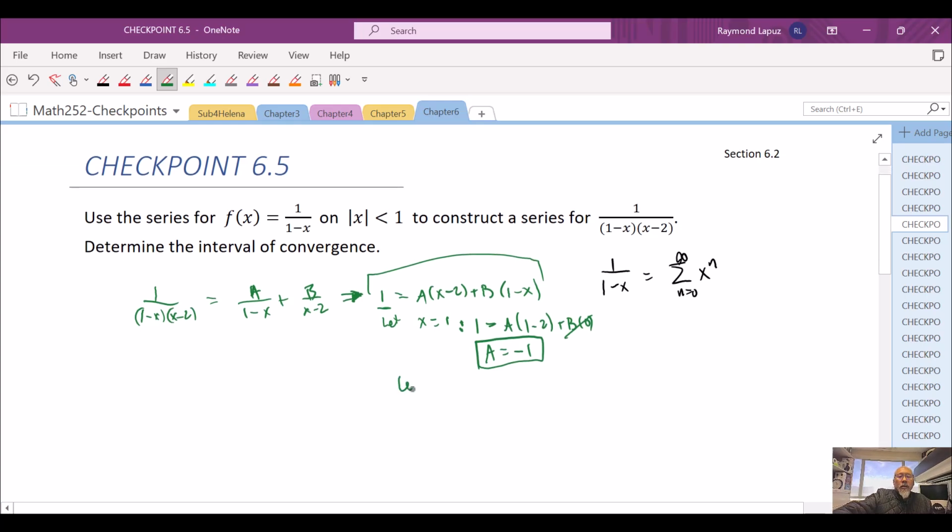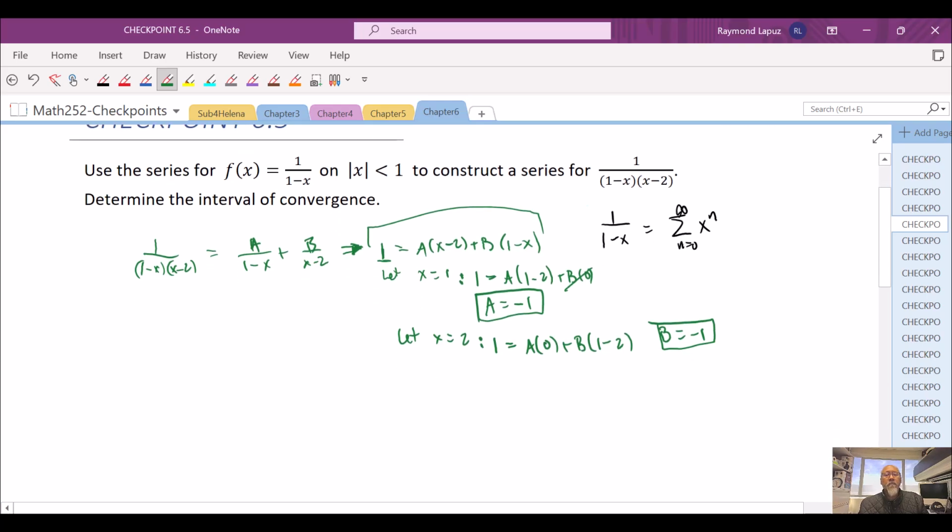And then let's let x equal 2 to get rid of this a. The left hand side, which is 1, is equal to a times (2 minus 2), which is the whole reason why that disappears. And then b is going to be 1 minus 2, which gives us negative b. So b will equal negative 1 as well.